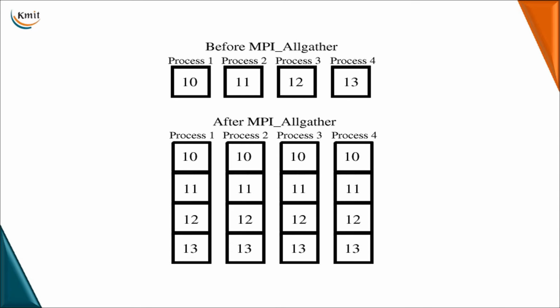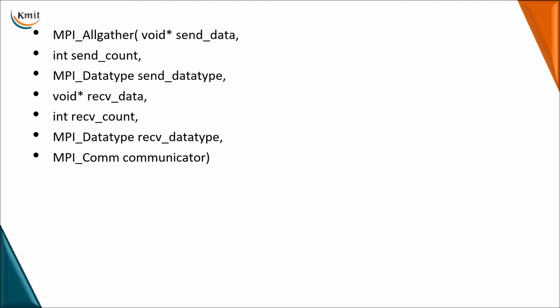Now, the next variant of gather is MPI all gather. In MPI all gather, you take the values from each of the processes and store them. All four values will be present among all the processes. Whereas when you go for your gather operation, only one process had all the values and the remaining did not have any values. Here, all the processes will have all the values which are being gathered. So here it is all gather.